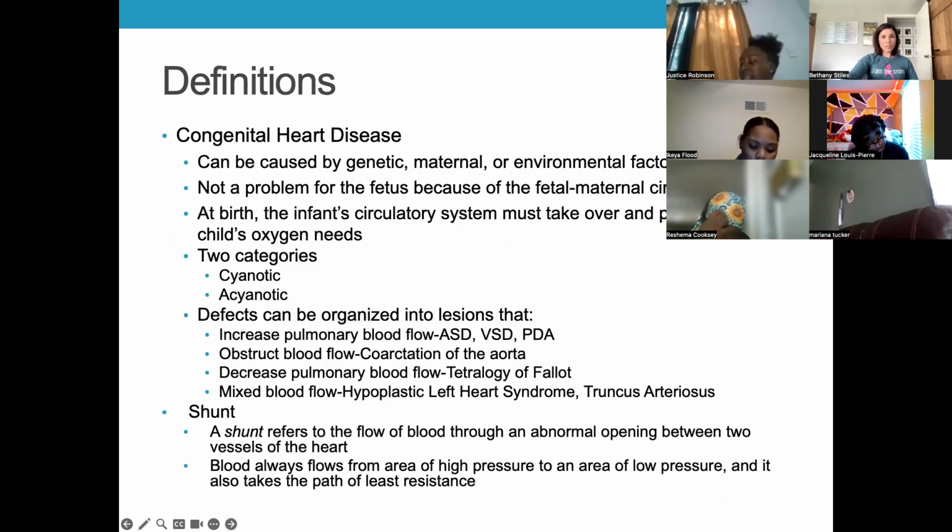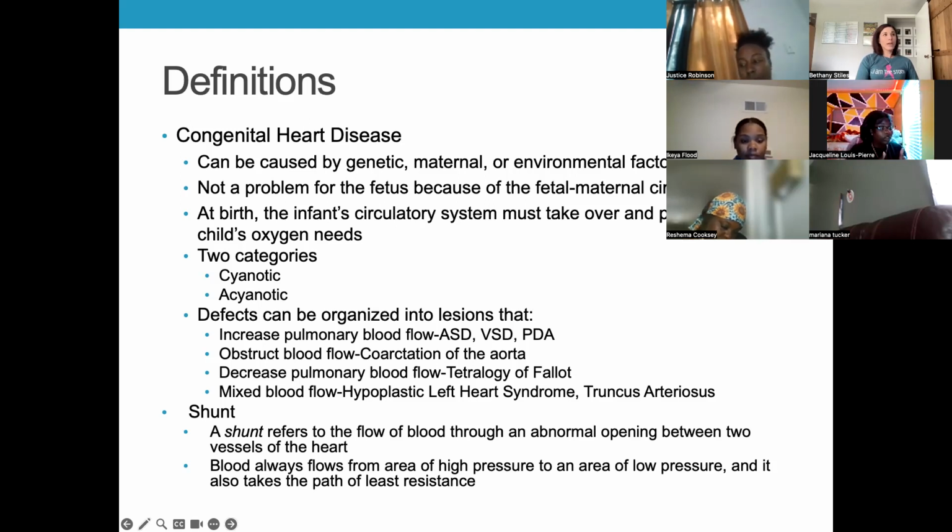So congenital heart disease can be caused by genetic, maternal, and environmental factors. It's not a problem for the fetus because they have that fetal maternal circulation, so they're not reliant on their own circulation to be able to be successful. But at birth, the infant circulatory system has to take over and provide for their needs.